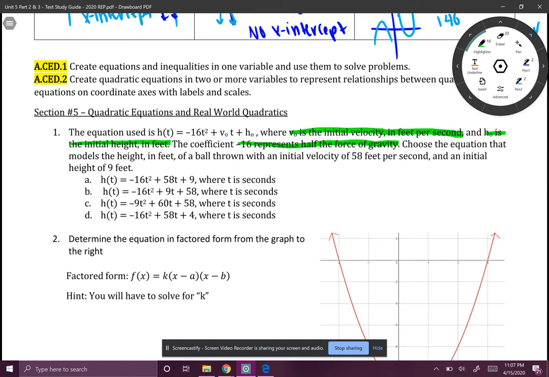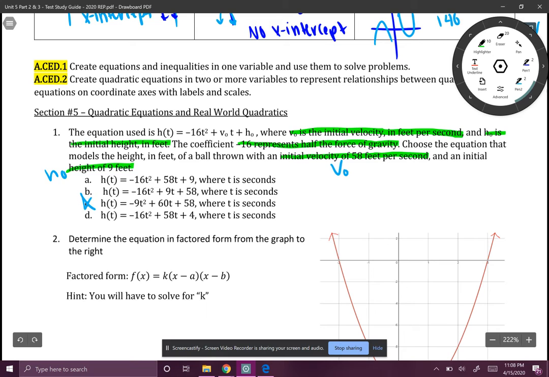Choose the equation that models the height in feet of a ball thrown at an initial velocity of 58 feet per second and an initial height of 9 feet. So they just told us that the velocity is 58 and the height is 9. So we know that the negative 16 is going to stay because that represents our force of gravity.